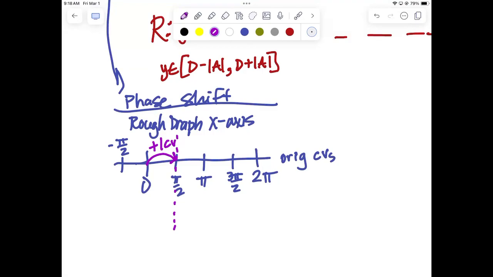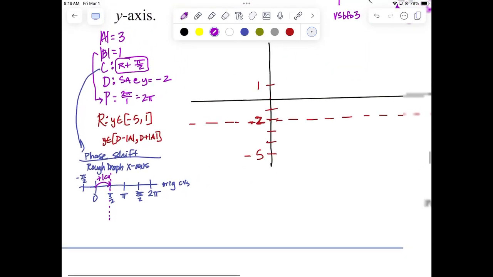And where's my first critical value after pi halves? Is it still pi? Yes. Is the next one still 3 pi halves? Yes, I'm essentially picking this up and moving it over one click and sending it right back down into the existing critical values. Okay? That's not always going to be the case, so that we get in the habit of making a rough draft axis.